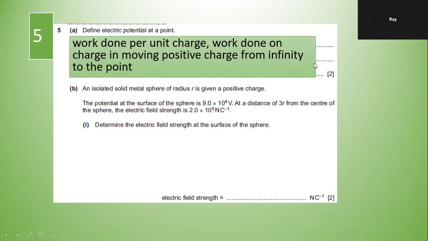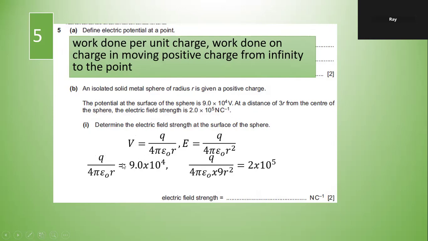It's a 2-mark question. An isolated solid metal sphere of radius r is given a positive charge. The potential at the surface of the sphere is 9 times 10 to the power 4 volt. At distance 3r from the center of the sphere, the electric field strength is given there. Determine the electric field strength at the surface of the sphere. Okay, so that is the formula for potential and electric field strength. So what is given? This is given. Then they give 3r. Replace that as 3r. 3r, you square that, it becomes 9r squared.